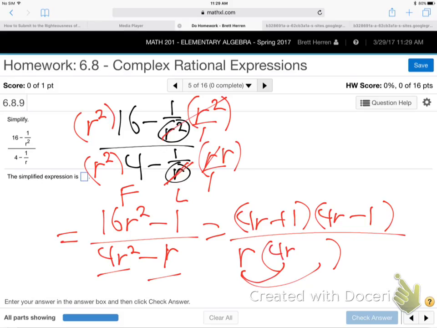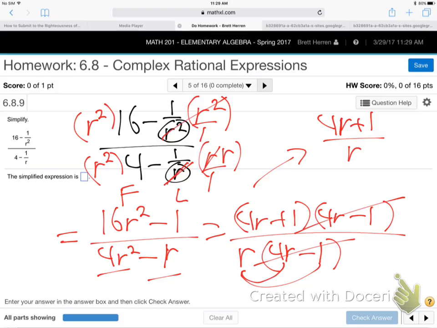R times 4r, and r times 1. Good. Now we can shop at Costco, because we're buying the whole package. That's fine to do. We bought the whole glued package of 4r minus 1. So what's left over then? We're finally done with this one. 4r plus 1. We don't even need those parentheses on the top anymore. There's nothing to separate it from anymore.